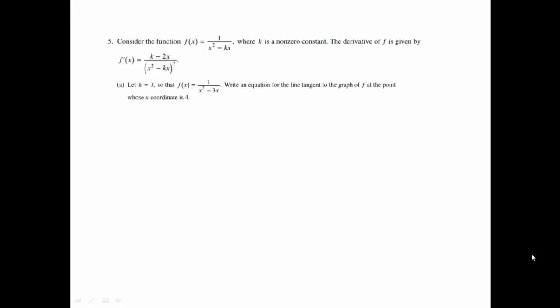Okay, problem number 5. Consider the function f of x equals 1 over x squared minus kx, where k is a non-zero constant. The derivative of f is given by f prime of x equals k minus 2x over x squared minus kx squared. So they very nicely took the derivative for us. And then on part A, let k equal 3, so that f of x is equal to 1 over x squared minus 3x. So they just plugged in the k for us. Write an equation for the line tangent to the graph of f at the point whose x-coordinate is 4.